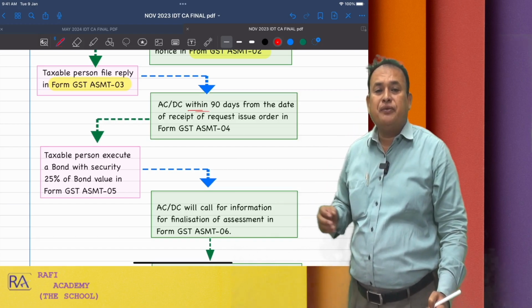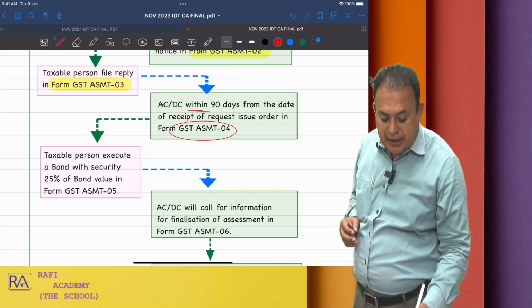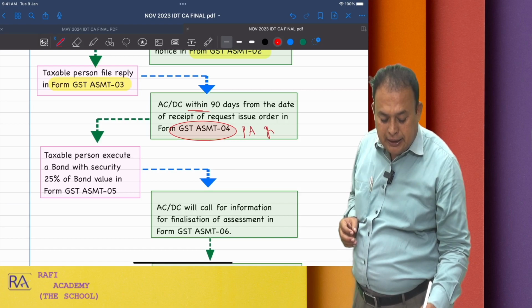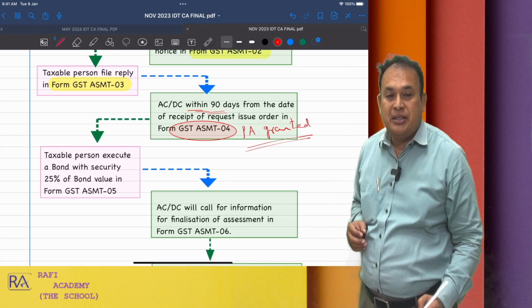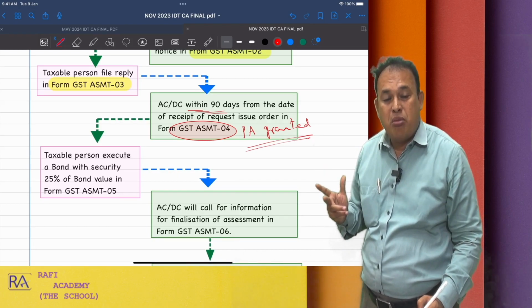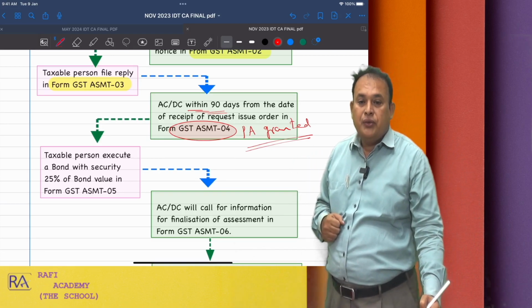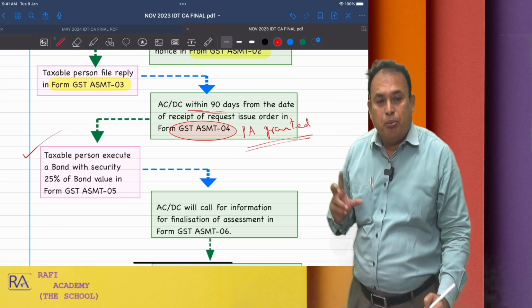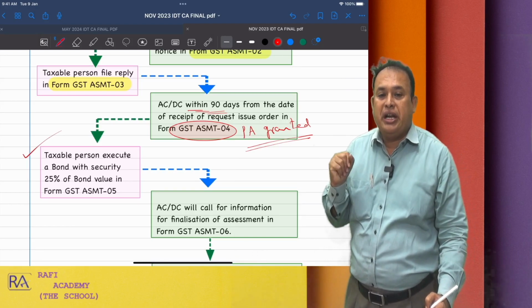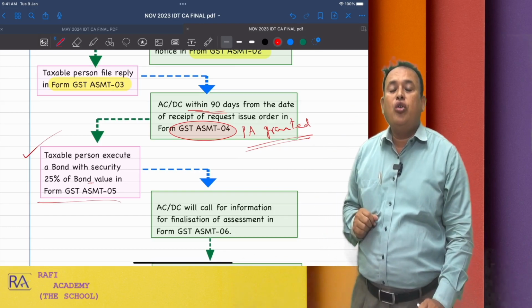issues an order in form ASMT 04, order of PA granted. PA means provisional assessment, granted within 90 days from the date of the receipt of the ASMT 01. It is a valid point for your multiple choice questions, fill in the blanks or match the following, as the case may be. Further, the taxable person executes a bond with security of 25% of the bond value in the form ASMT 05.